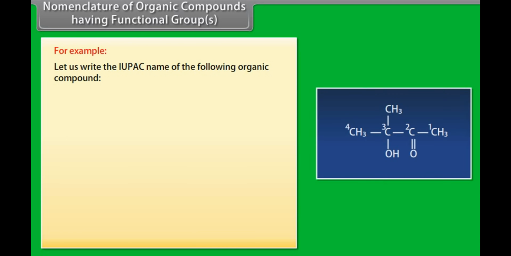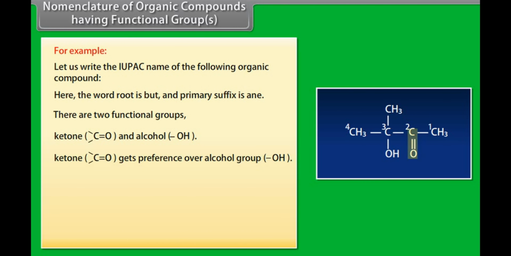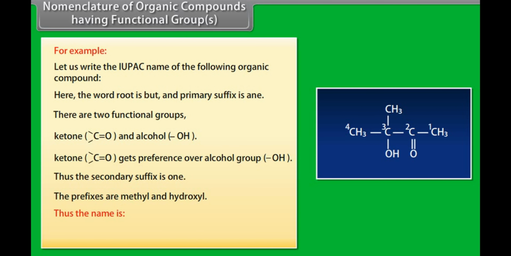For example, let us write the IUPAC name of the following organic compound. Here, the word root is but and primary suffix is ane. There are two functional groups, ketone and alcohol. Ketone gets preference over alcohol group. Thus, the secondary suffix is one. The prefixes are methyl and hydroxyl. Thus, the name is 3-hydroxy-3-methylbutan-2-one.